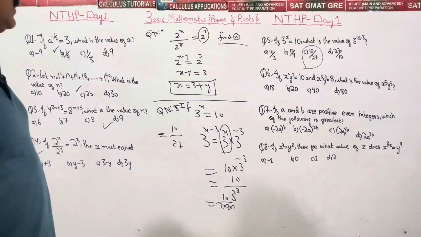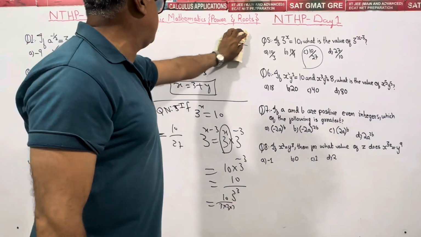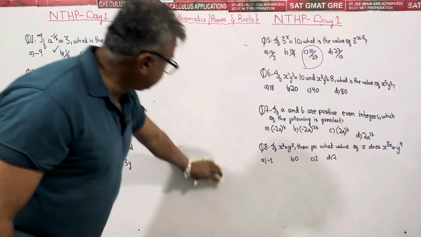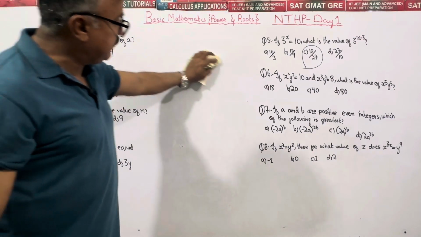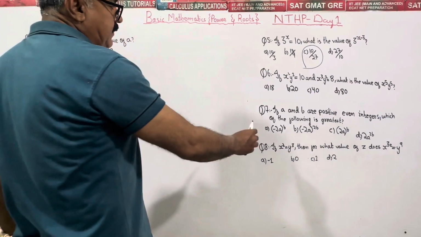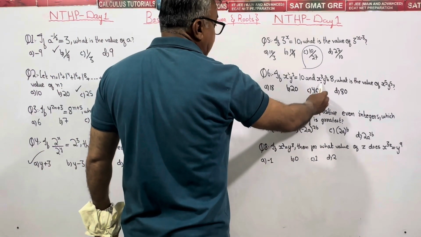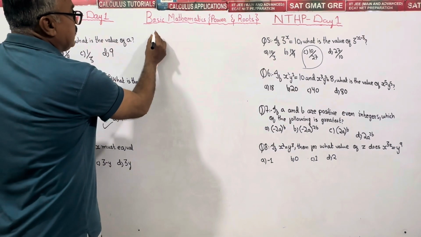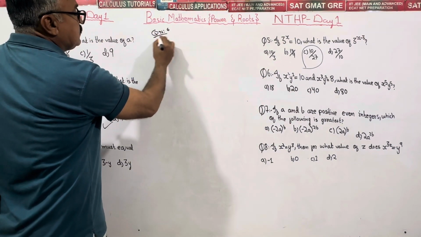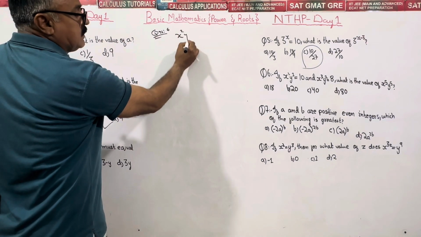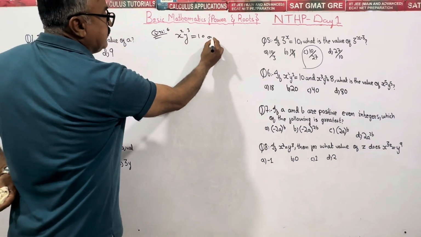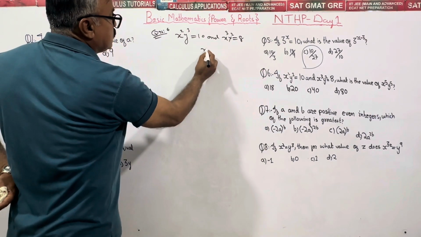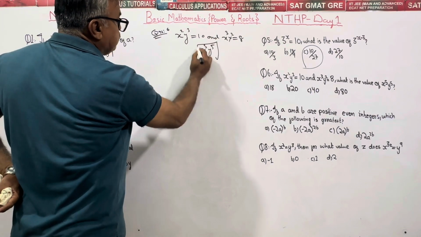Let's move to question number 6. A good one, a tricky one, but simple one as well. Question number 6 reads: if x square times y cube is equal to 10 and x cube times y square is equal to 8, then what is the value of x raised 5 times y raised 5? Those are the given parts of question number 6.